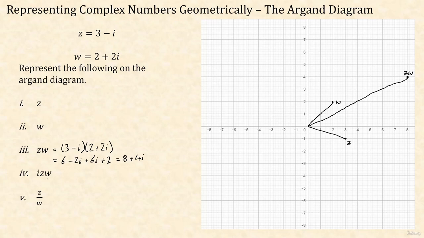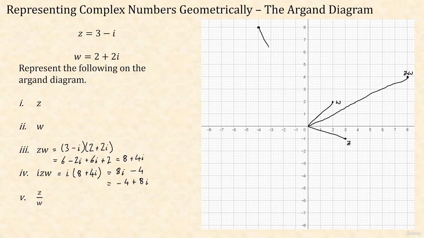Okay, what about this? What about i times z times w? Well, I know that z times w is 8 plus 4i, so i times z times w is just i times 8 plus 4i. So if we expand this, what do we get? Well, i times 8 is 8i, i times 4i is minus 4. So written in the more conventional way, that's minus 4 plus 8i. So where's that? Well, minus 4 plus 8i. So that's all the way up here.